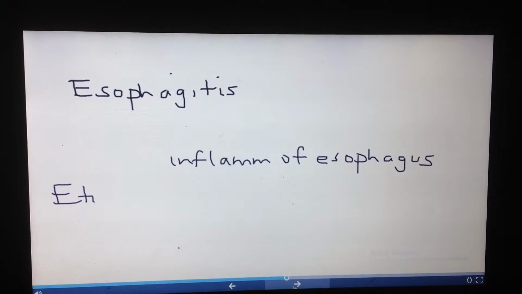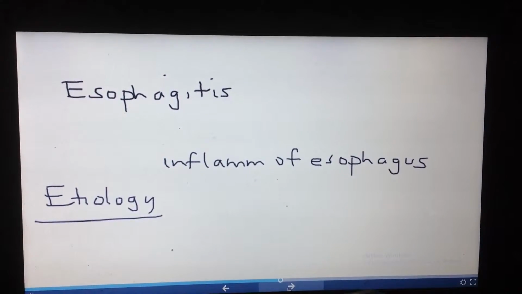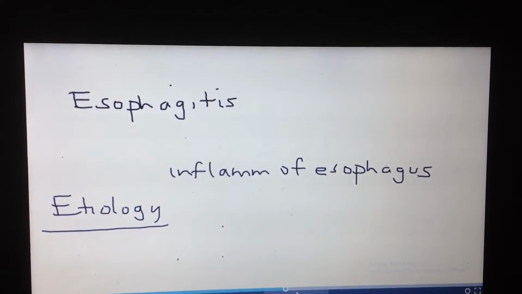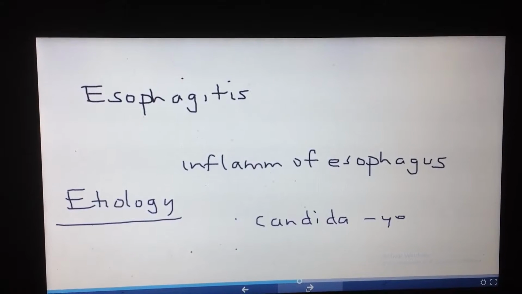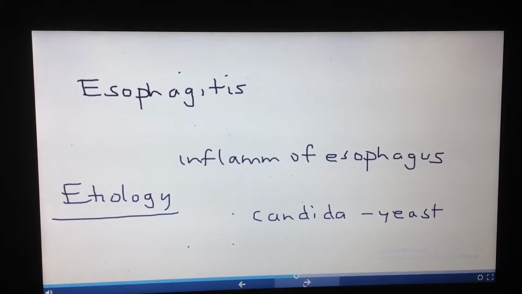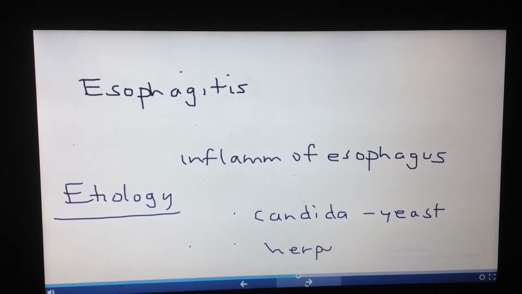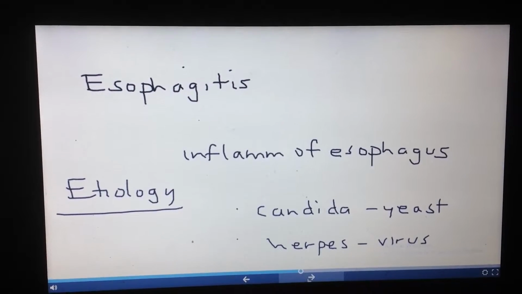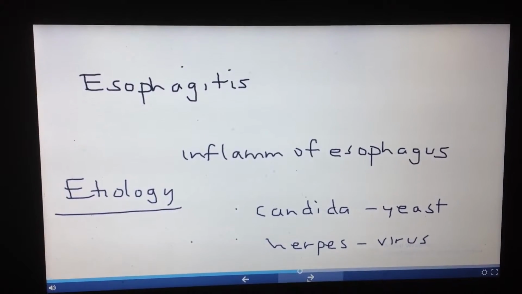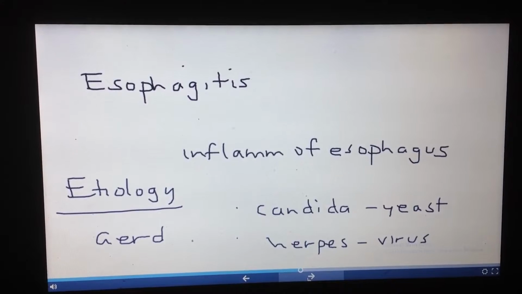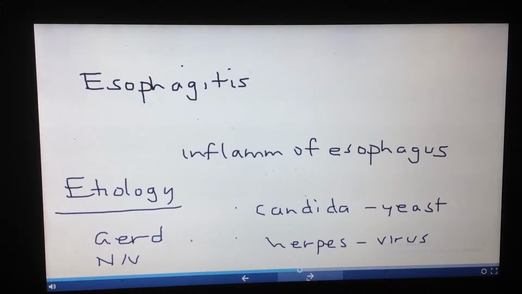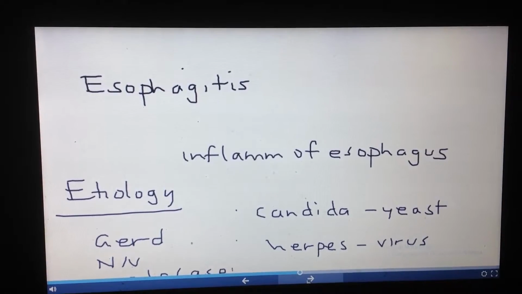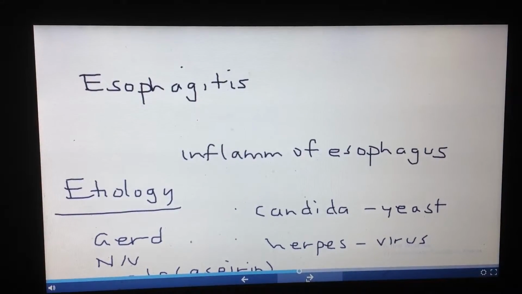In terms of etiology, the causes of esophagitis vary a lot, but the two most common in terms of licensing exams tend to be Candida, which is of course the yeast, and herpes, which is a virus. There are other causes, of course, such as GERD, chronic gastroesophageal reflux disease, chronic nausea and vomiting, and also certain medications, such as aspirin, can cause this inflammation.